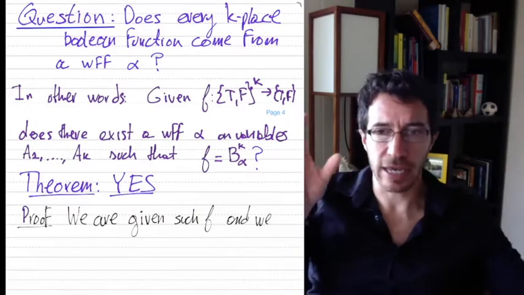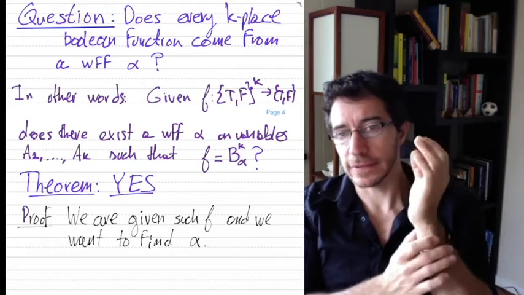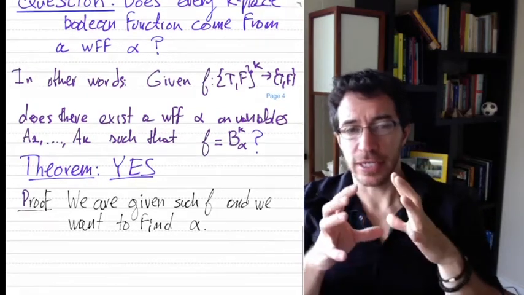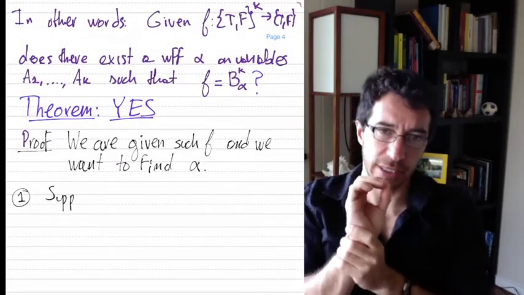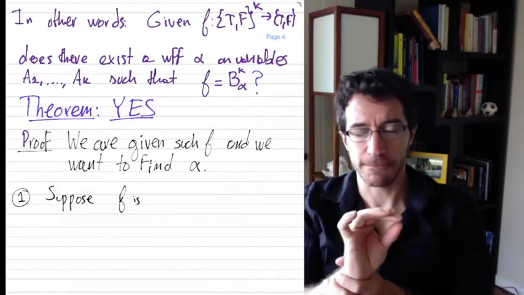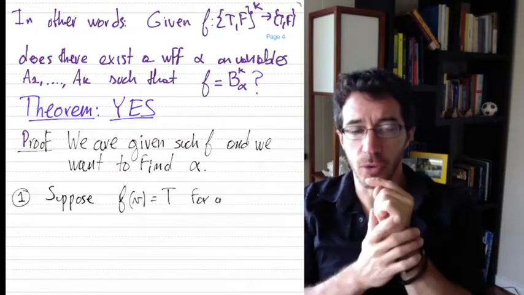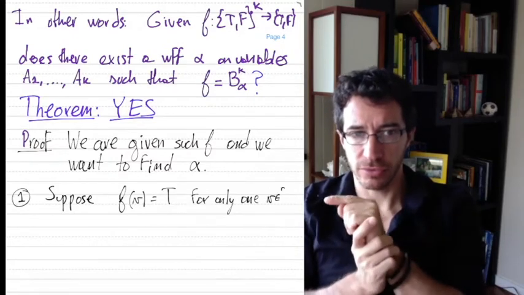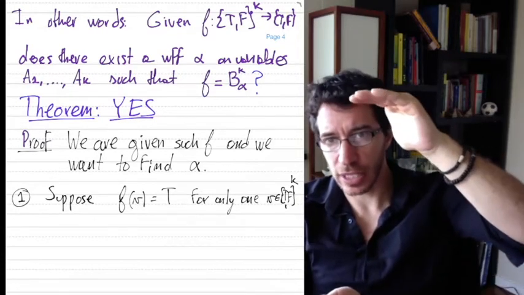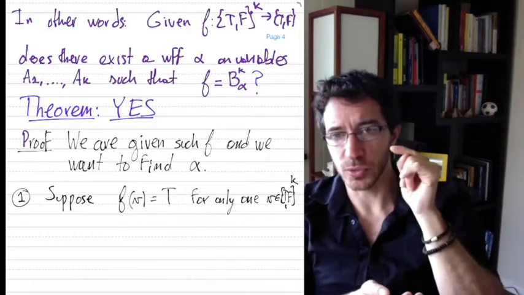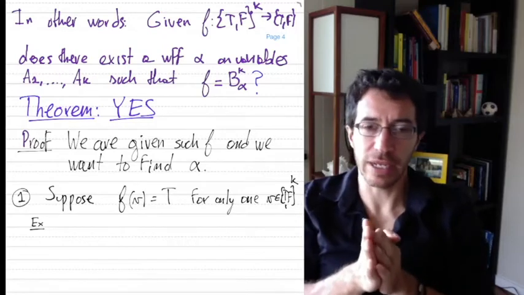So we're given such a function f, and what we want to do is to build or find a formula alpha that is going to realize this function f. Okay, so let's start with a simpler case and then move on to the general case. So suppose first that f is true only on one value v. From all the possible v's that belong to {T,F}^k, suppose you only get true once and all the other ones are false. Okay, so that's a simpler case. Let's find a formula for this.